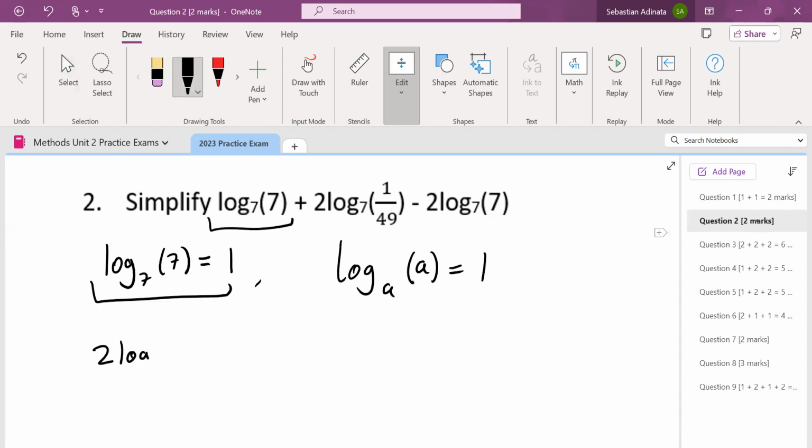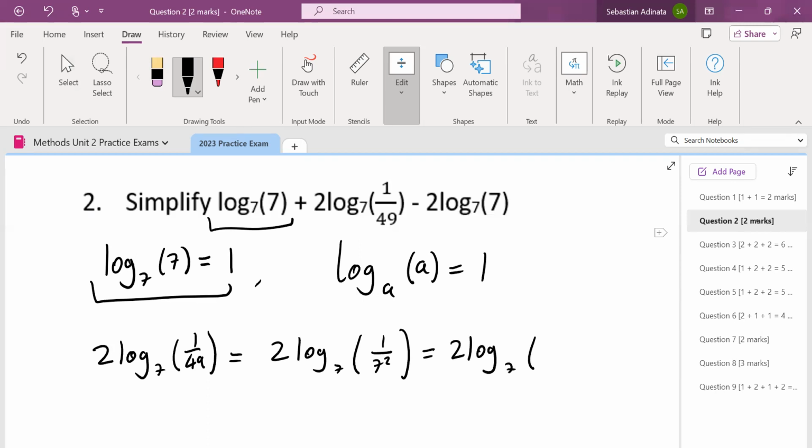Now, 2 log base 7, 1 on 49. The key with logs is to always get whatever is inside the bracket to something to do with 7. Just from inspection, we can kind of see that 49 is linked with 7 squared, and clearly there's a 7 there. So let's change it. 2 log 7 on 1 on 7 squared. Now we can manipulate this further. It becomes 7 to the negative 2.